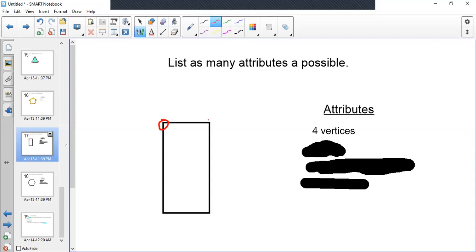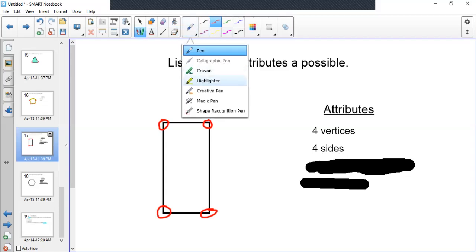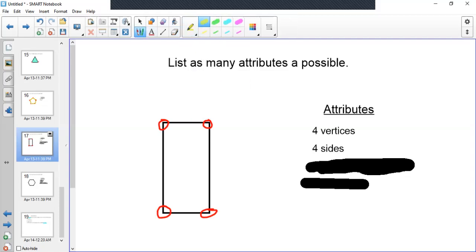1, 2, 3, and 4. What is another attribute that you found? All right, 4 sides. Let's highlight those 4 sides and make sure. You're doing an awesome job identifying attributes, scholars.